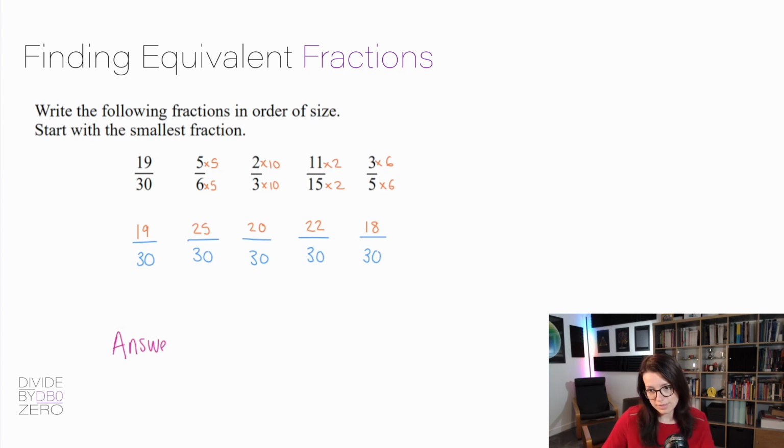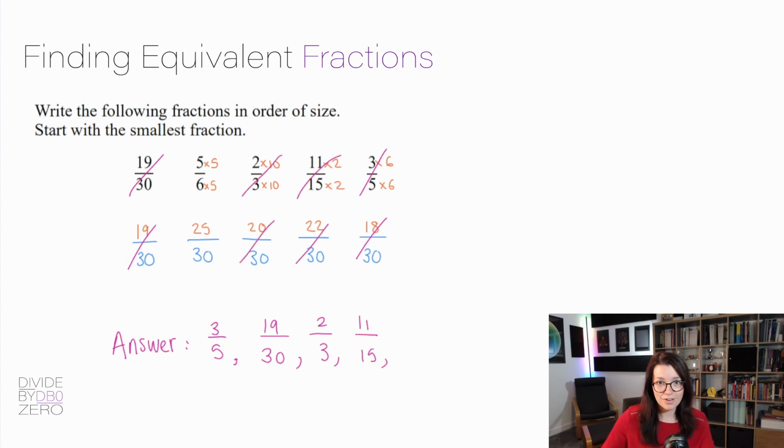So for our answer, we're going to start with 18 over 30, but actually write it in its original format, so 3/5. The next biggest was 19 over 30. After that is 20 over 30, so 2/3. Then 22 over 30, so 11 over 15. And finally 25 over 30, or 5/6.